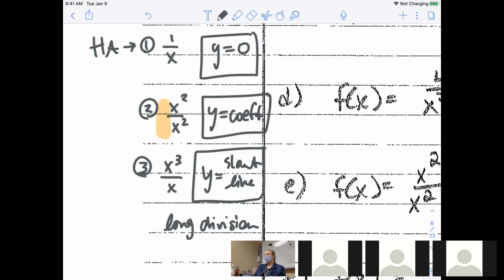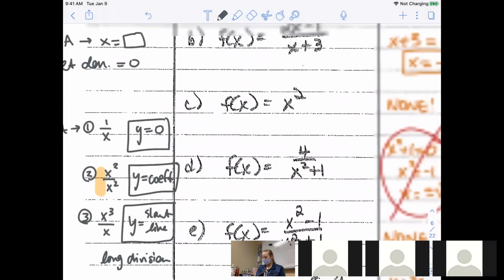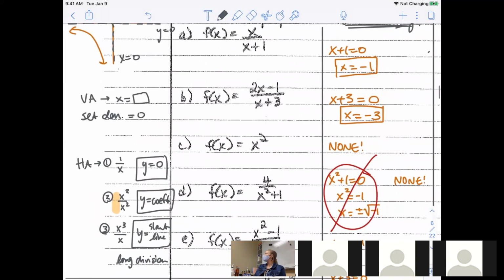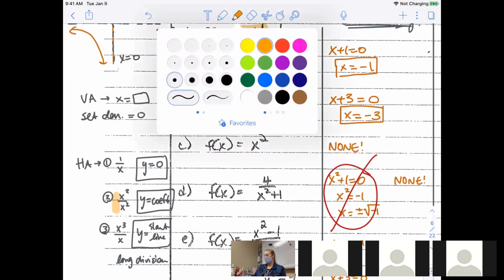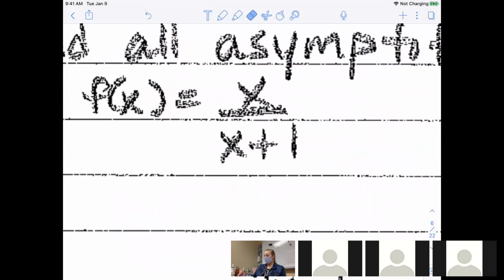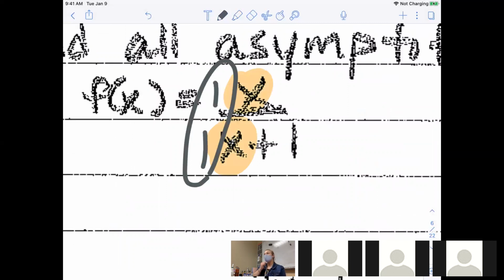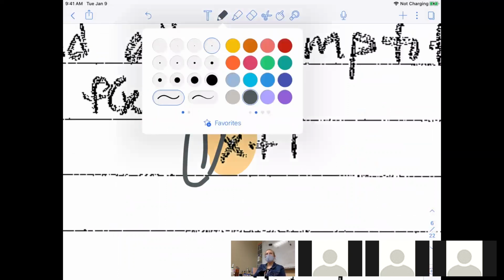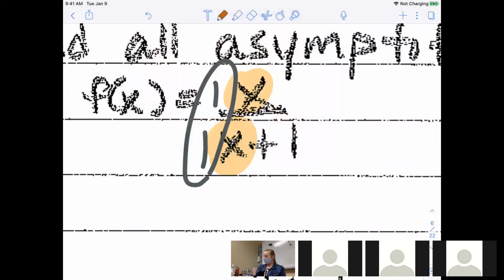Okay. I'm going to zoom out a little bit so we can look at letter A. Letter A says x over x plus 1. Is my exponent smaller on top, the same, or bigger than on bottom? Same. I'm only looking at my x's, so those are both x. They're the same, so now I look at their coefficients. What's the coefficient? Good, 1 and 1. If there's no number written there, we assume it's a 1. So my horizontal asymptote will be y equals 1.